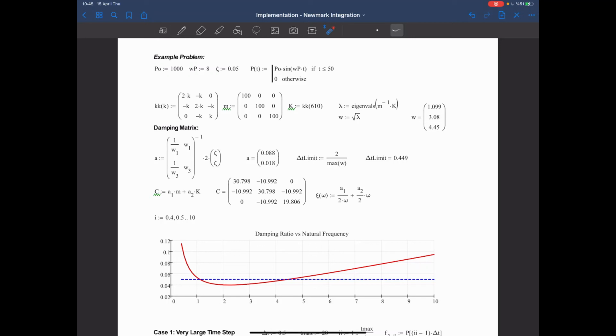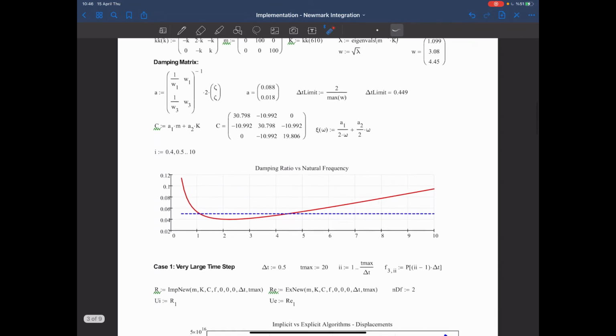Now we also discussed the stability limit for the explicit algorithms. We said that the maximum delta t that we can use cannot be larger than 2 over the maximum natural frequency of the system. So basically this limit is equal to 2 divided by 4.45. So the delta t limit is 0.45. So this means that if I use a delta t value larger than 0.45 seconds, the results of the explicit algorithm should diverge, should go to infinity.